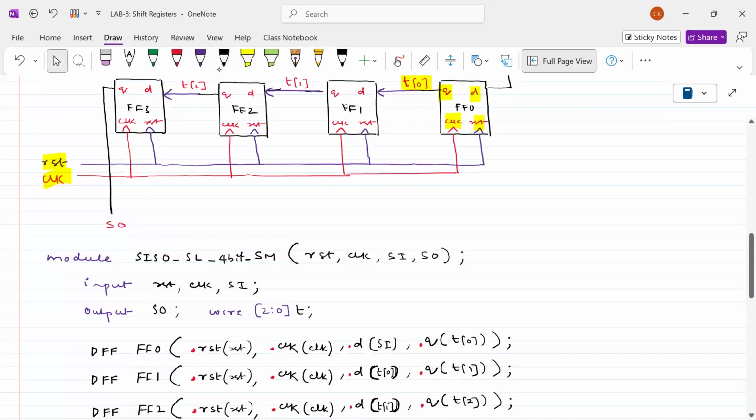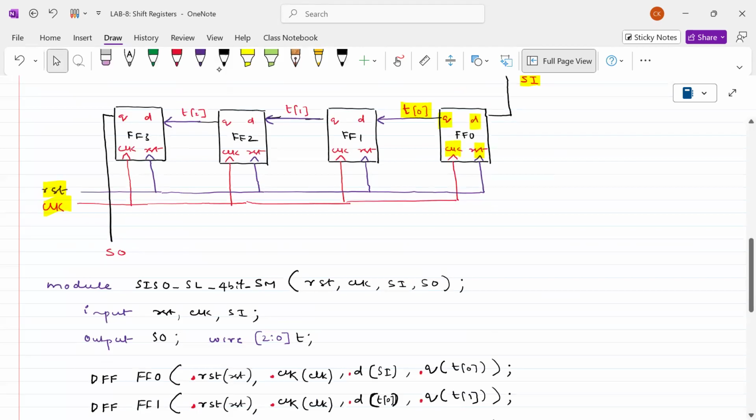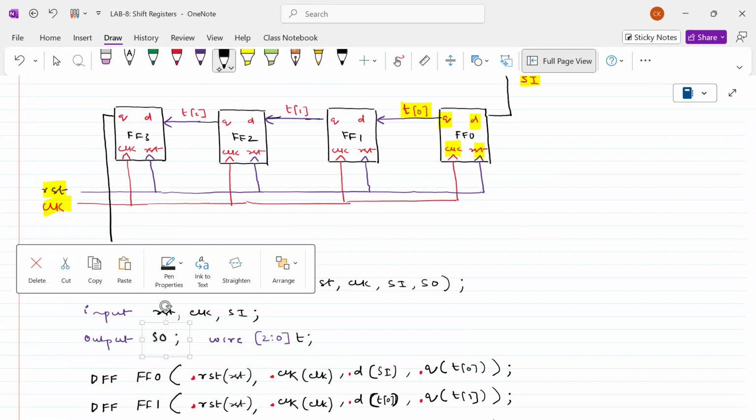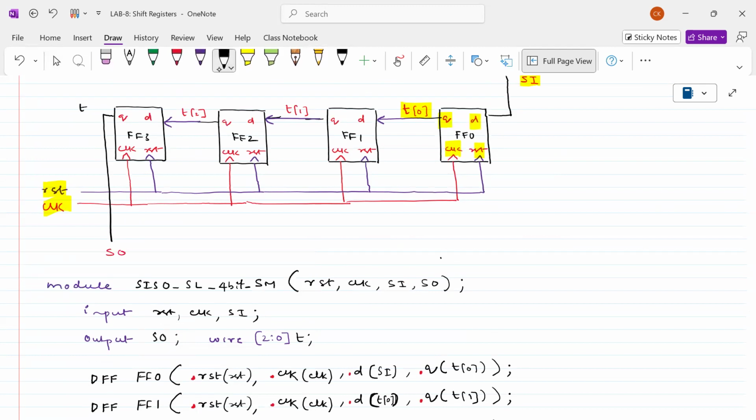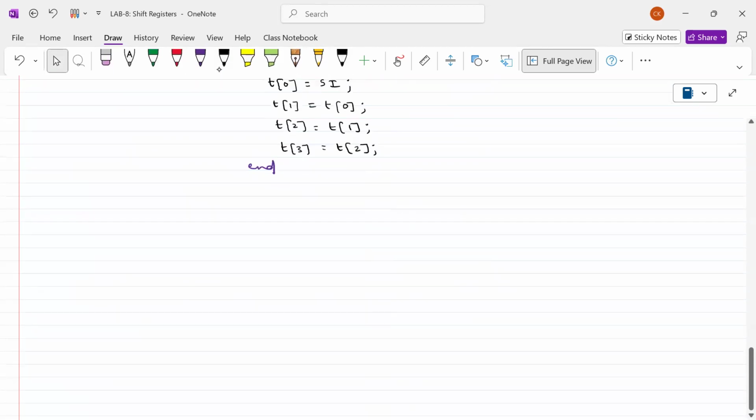What I'm doing here, are you getting the point or what? T naught is connected to this one. T1 is connected to this one. T2 is connected to T3. This is called T of 3. But what is T of 3 here now? T of 3 is connected to S of 0. So that's also something we need to write at the bottom. You go and write that one.